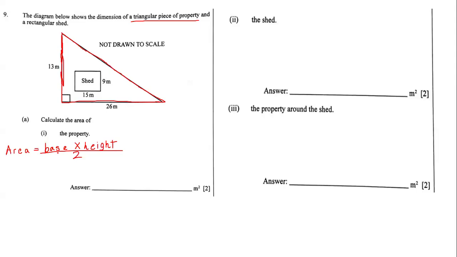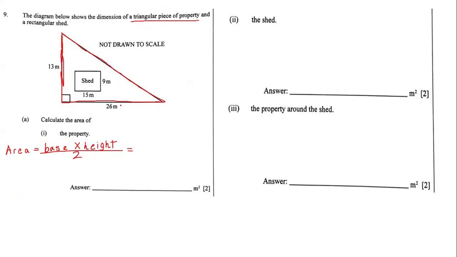So when we say the property, they said right there, the property is a triangle. So there's a triangle, right? And we want to find the area of the property. And we know the property is a triangle, so we're going to use that formula. So area is base times height over 2. All right. What is the base in this question?